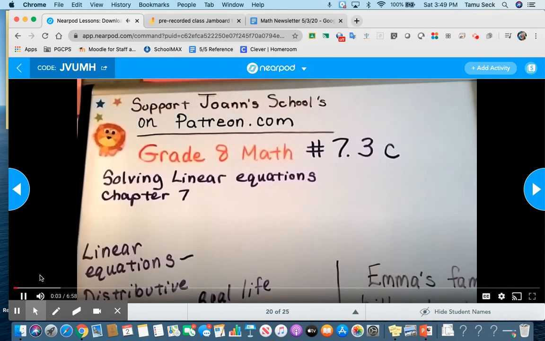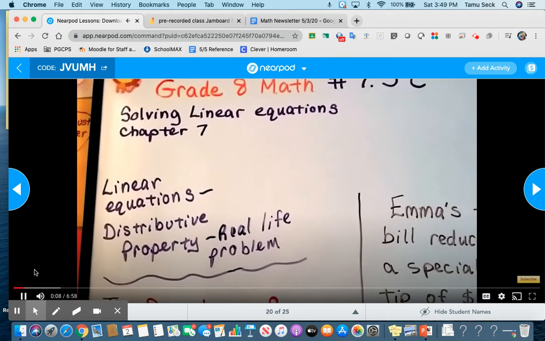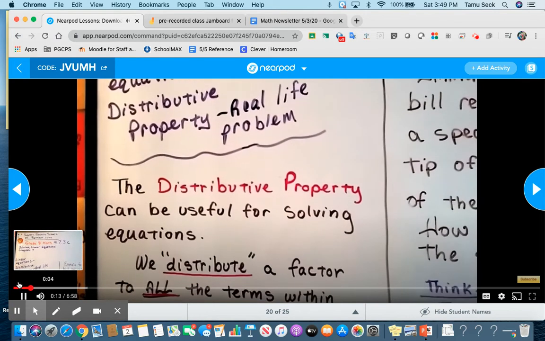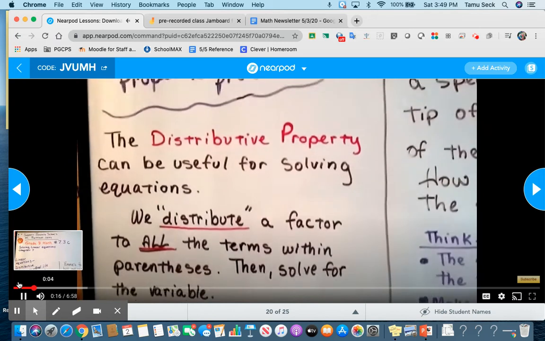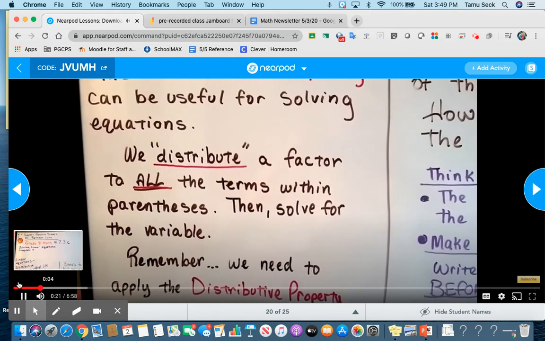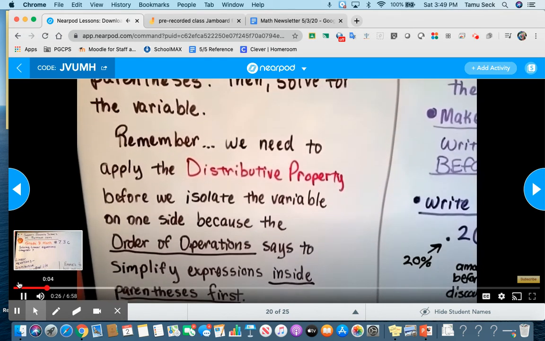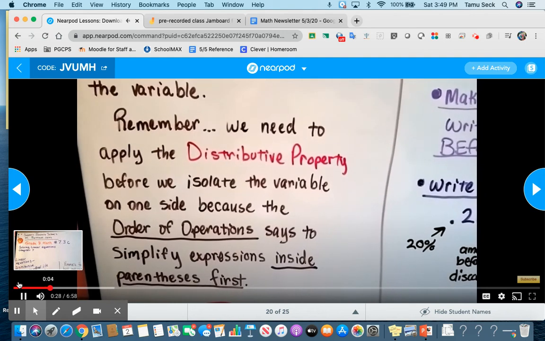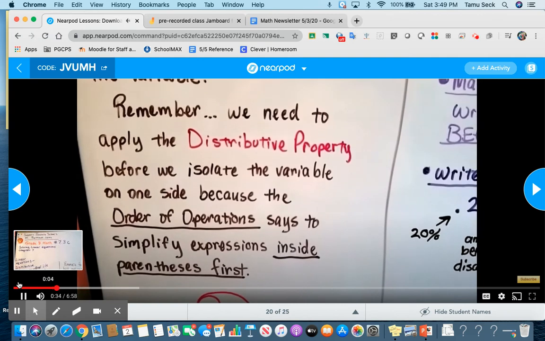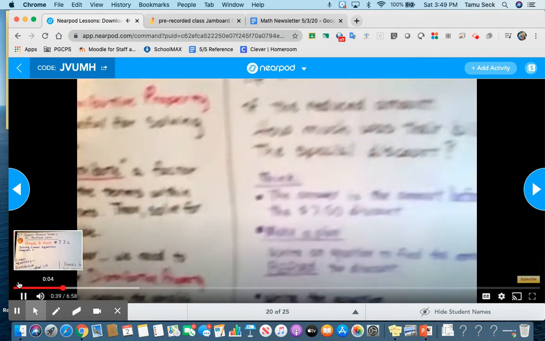Grade 8 Math, number 7.3c. More linear equations and more distributive property. This time we're going to do a real-life problem. So we said in the previous video that distributive property can be useful for solving equations. We distribute a factor to all the terms within parentheses, then solve for the variable. So remember, we need to apply the distributive property before we isolate the variable, because the order of operations says to simplify expressions inside the parentheses first. So here's our real life problem.